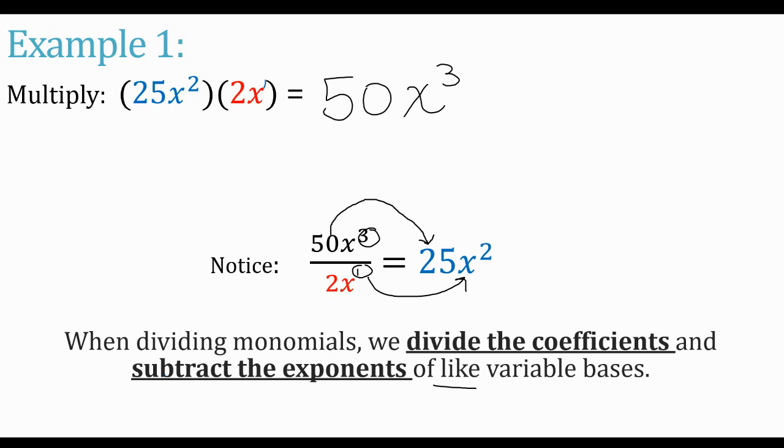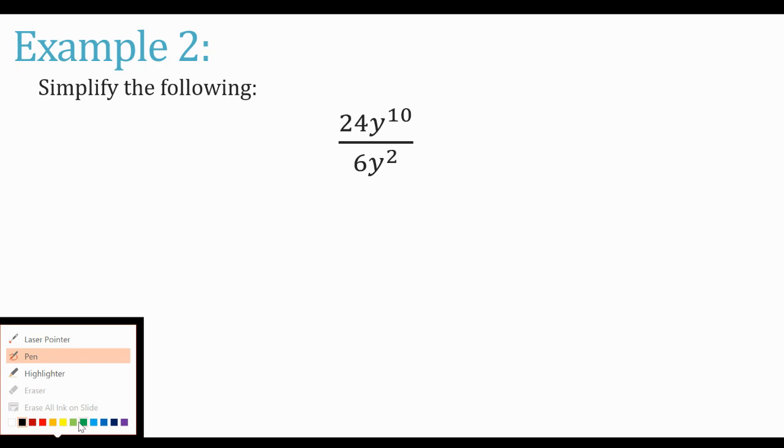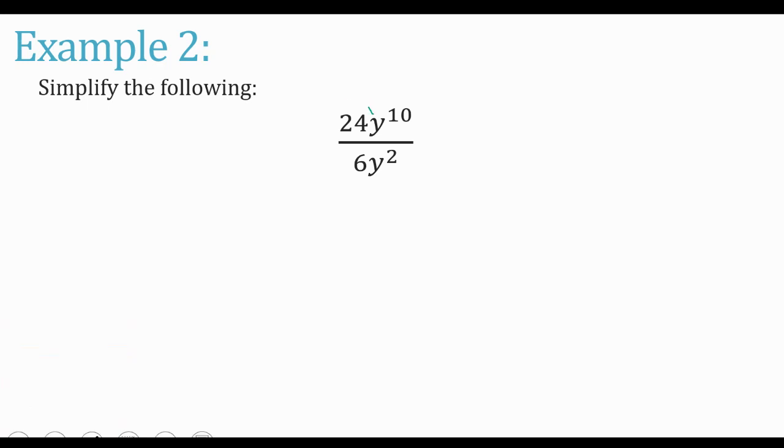So let's take a look at another example. Simplify the following: 24y to the 10th and 6y squared. So we have our coefficients. I'm going to look at those first. 24 divided by 6. 6 goes into 24 4 times. So all we did was divide those coefficients.